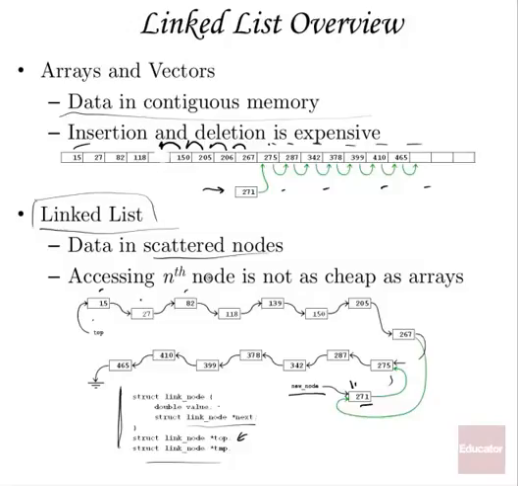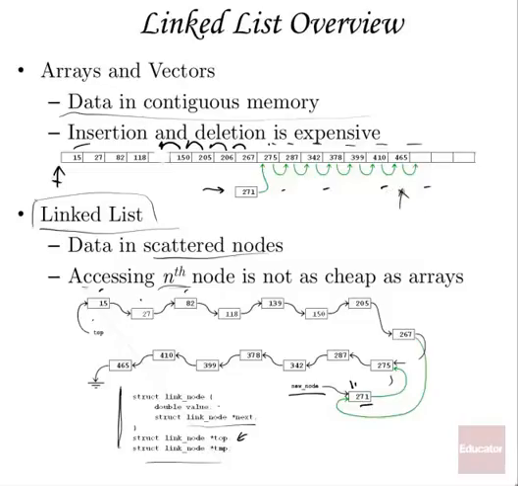But accessing the nth node, there's trade-offs everywhere you go. If you need to access the nth node, it may not be as cheap as an array. With an array, you've got your pointer to the first spot of the array. I need the 27th node. Well, you take this pointer, you add 27 to it. I don't know where we are in the list.